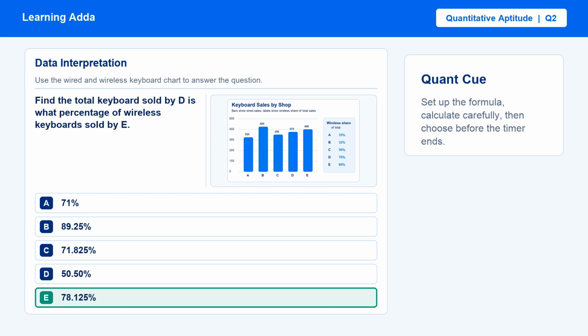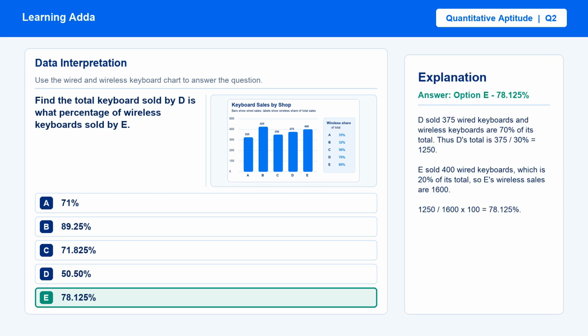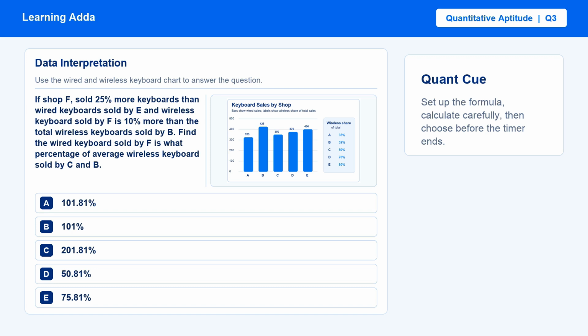The answer is option E, 78.125%. D sold 375 wired keyboards, and wireless keyboards are 70% of its total. Thus D's total is 375/30% equals 1250. E sold 400 wired keyboards, which is 20% of its total, so E's wireless sales are 1600. 1250/1600 times 100 equals 78.125%.